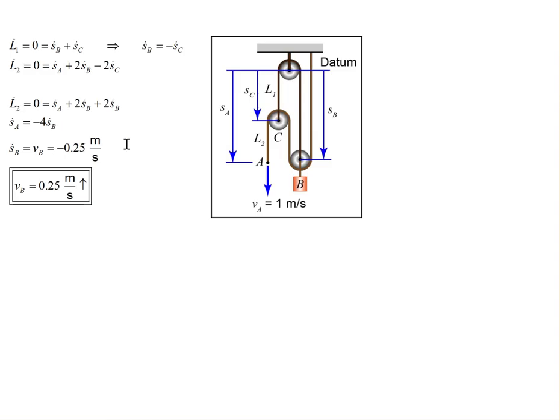Now what does the minus mean? Well, we're measuring everything from the datum away. So everything that's moving away from the datum is positive. Everything that's moving towards the datum is negative. So B is moving towards the datum, which makes sense. You pull down on A, B moves up. So that's why you get the negative. And I've just replaced that negative with an arrow indicating that B is going up.